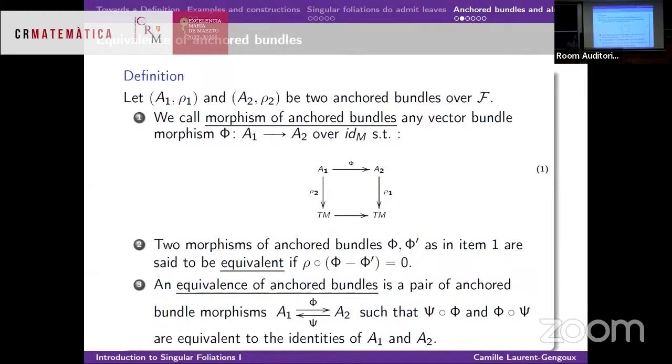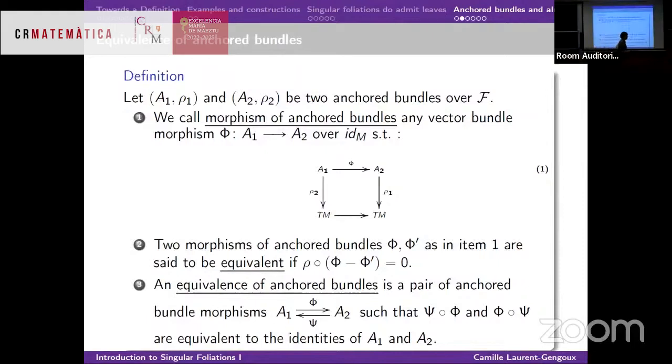Sometimes it's very stupid. I have phi and psi, and it's just to say that phi psi of any x minus x, if I apply rho, I get 0, and the same thing with psi phi. It's a very stupid definition. But having an equivalence class of something is annoying, right?